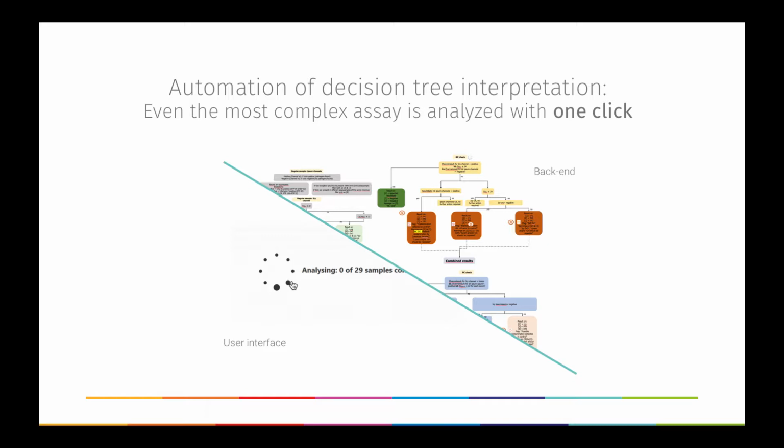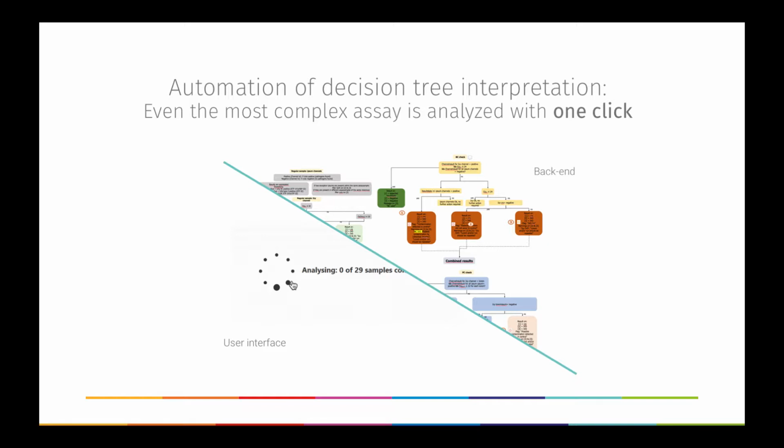And of course, even the most complex multi-well multiplex assay is analyzed with a single click, because we turn these decision trees into code. As you can see here, we can incorporate negative controls, positive controls. We can link certain results to each other. If result X or Y is A or B, then result Z and A means C and D.